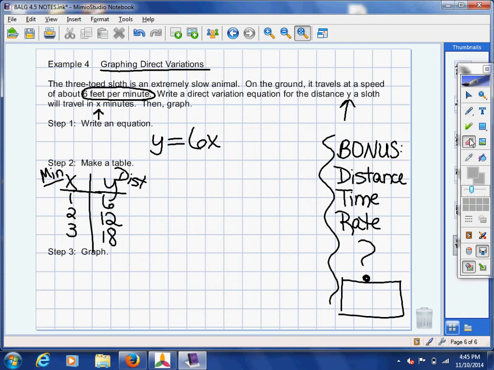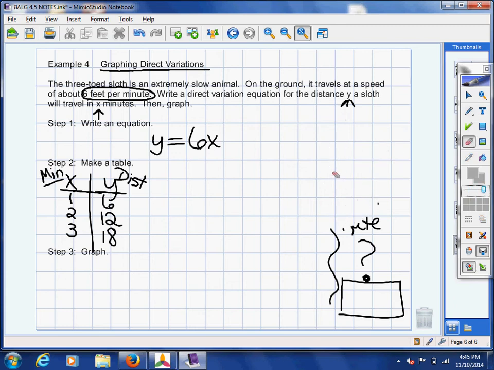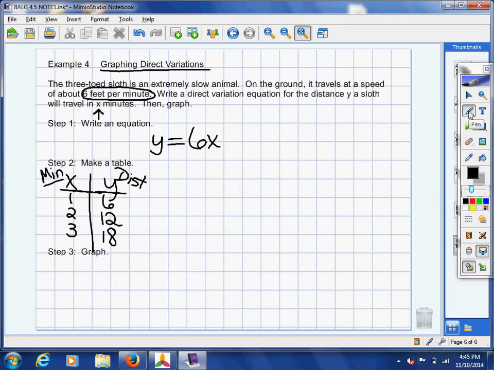Now, I am going to erase that bonus stuff. You don't erase the bonus stuff, I just need the room. And we're going to make a graph. I already did the table because we were working backwards a little bit. Let's just focus on 3 points. Look at your distances. That's your y-axis. So it's going to be as high as 18.